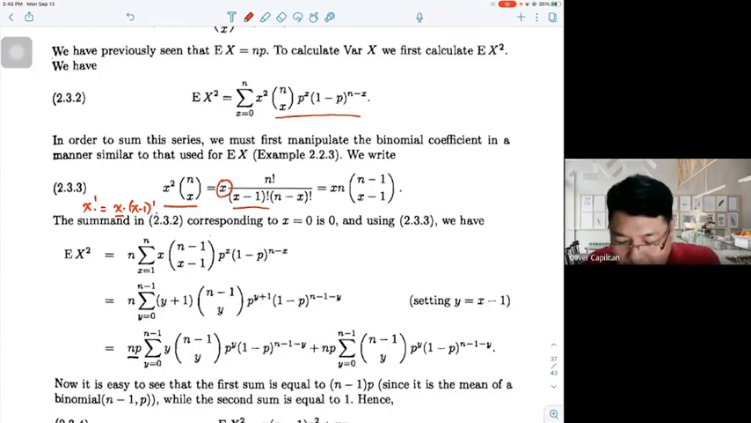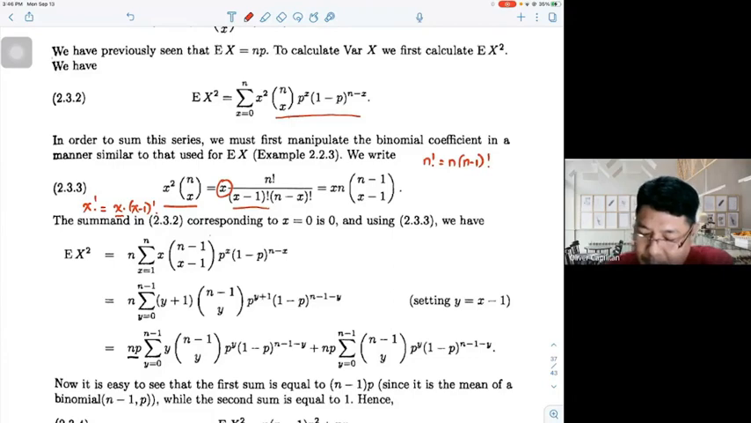Elaborating or simplifying more, this n factorial, same formula: the n factorial is equal to n times n minus 1 factorial. So we have now the product x times n, and then the remaining expression n minus 1 factorial over x minus 1 factorial times n minus x factorial. That would be the combination of n minus 1 taken x minus 1.